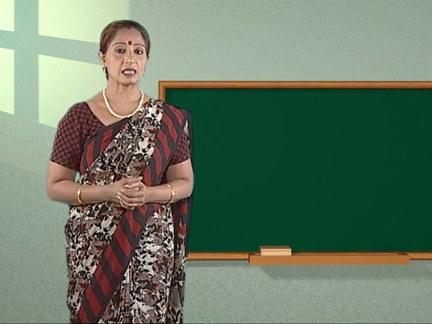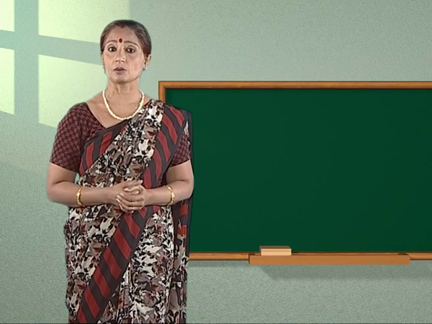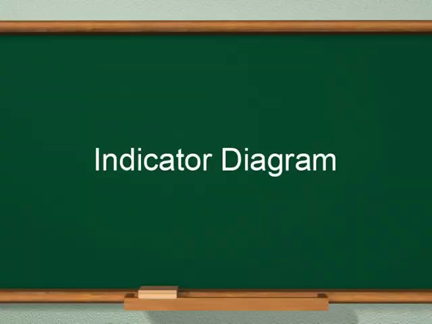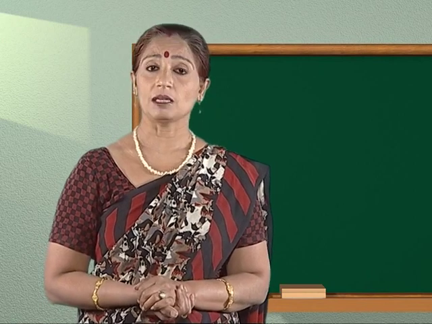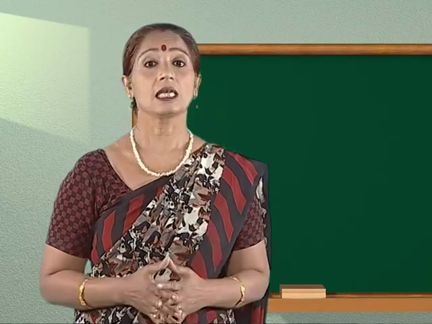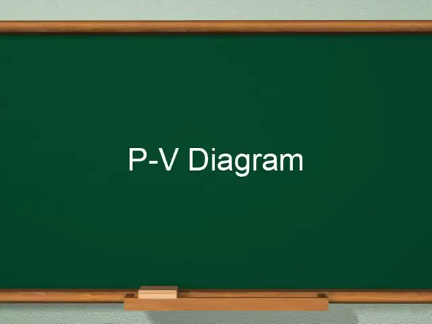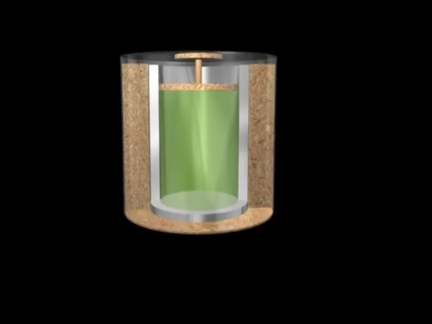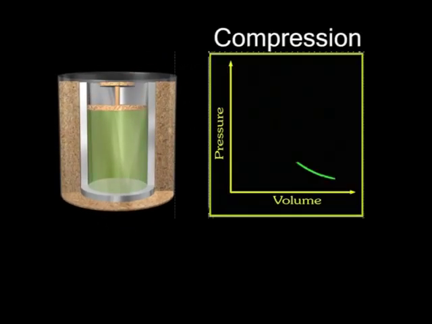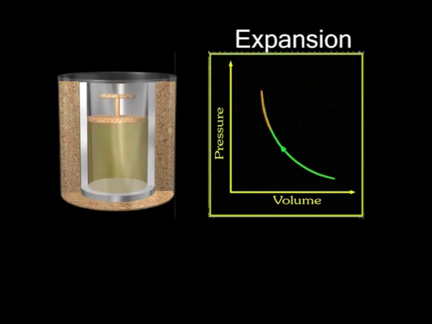A graphical representation of the state of a system with the help of two thermodynamic variables is called the indicator diagram of the system. Usually, the thermodynamic variables are taken to be P and V. Thus, the graph between P and V is called a PV diagram. Let me show you these PV diagrams for a system undergoing expansion and then for a system undergoing compression.